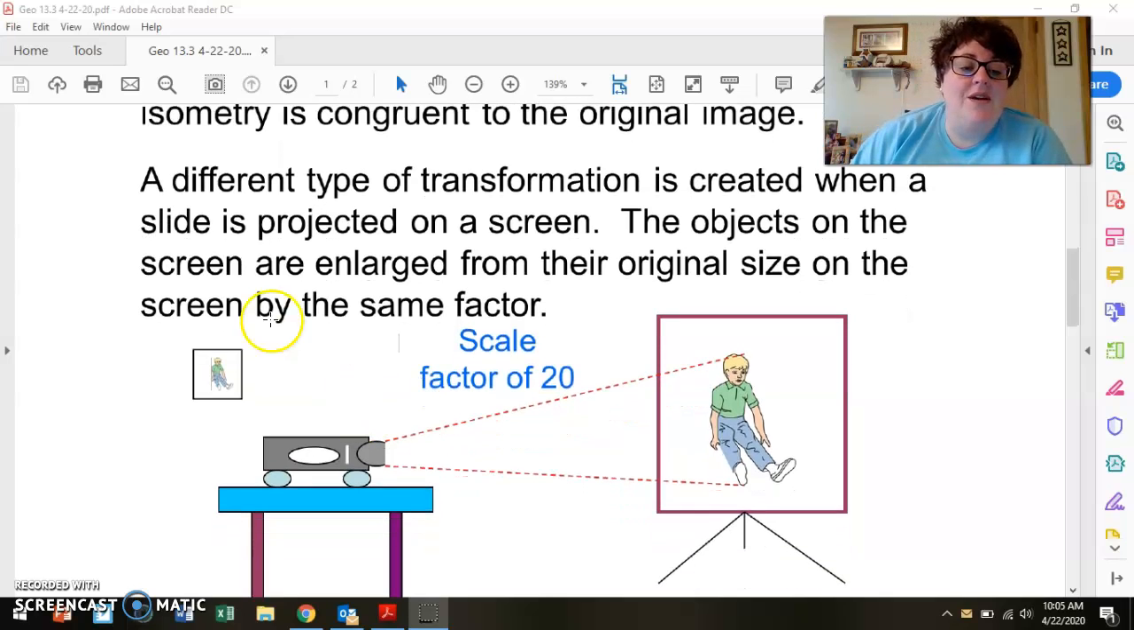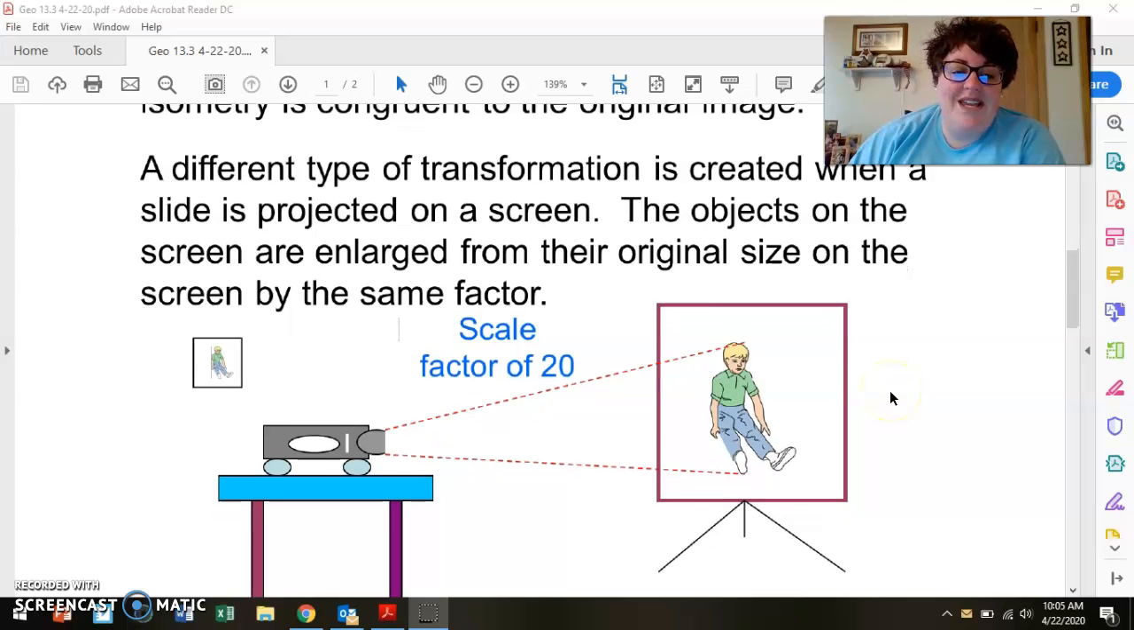If we think about it, we have this original image, and then it's projected, just like it's projected onto the smartboard, using a projector, a movie. When you go to a movie, that is totally dilation at work. You're taking from this and broadcasting it by some scale factor up onto a screen. So a movie theater is a perfect example of dilation.